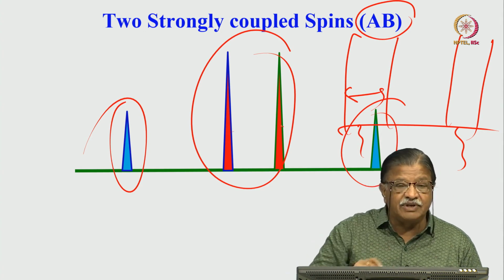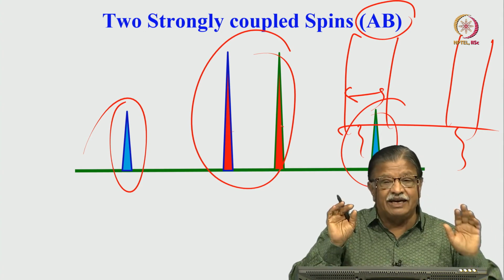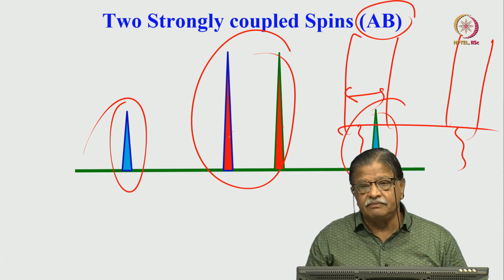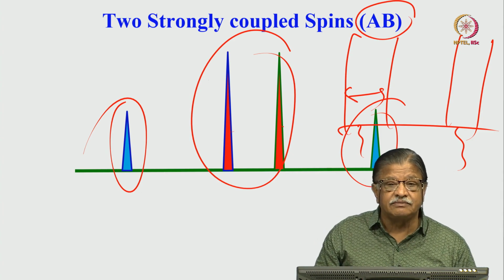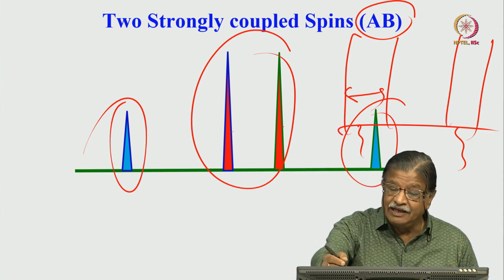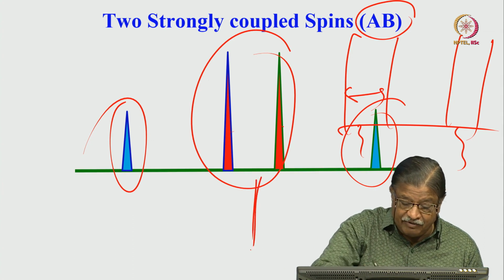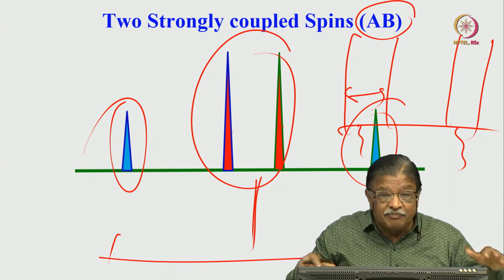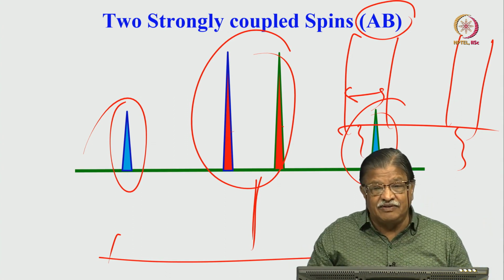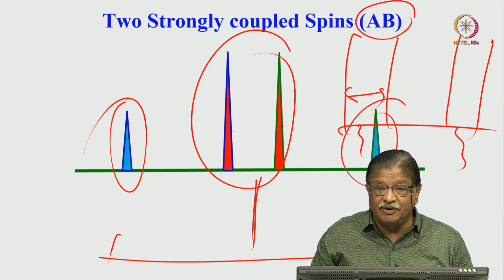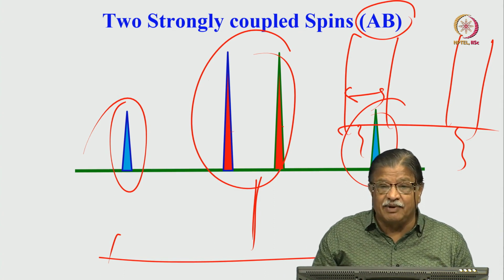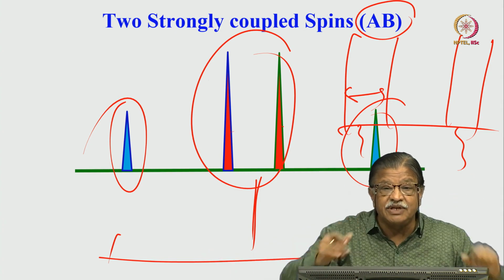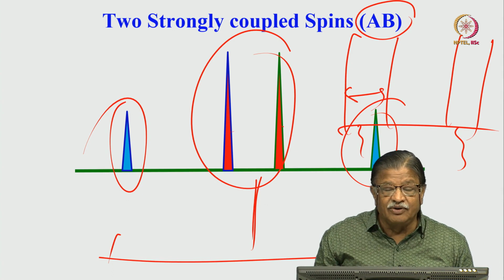Of course, these two lines are of equal intensity, and these two lines are of identical intensity, but between the central lines and the outer lines there is an enormous difference in intensity. Not only that, it can happen that the outer lines become even weaker. That depends upon the ratio of chemical shift difference over J coupling. If that value becomes smaller and smaller, then the pattern keeps changing. Not only that, the intensity pattern keeps changing. You understand the difference now?